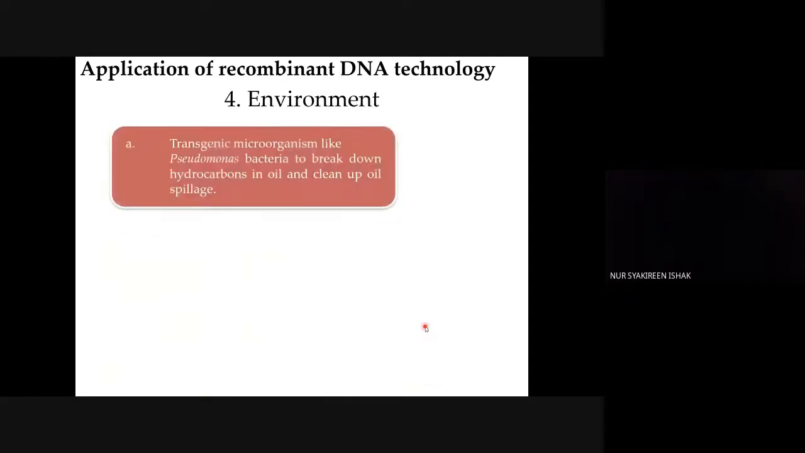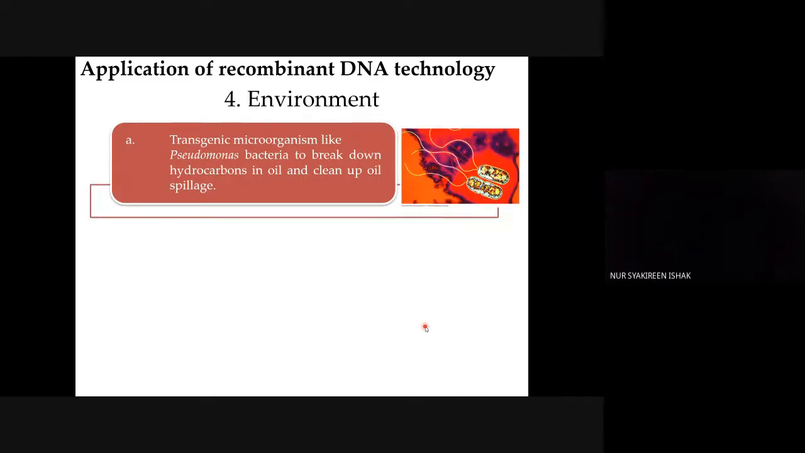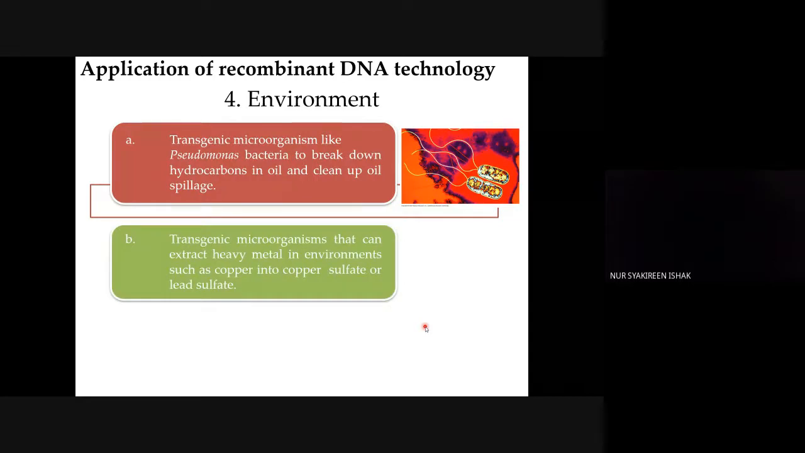Okay, next is for environment. So transgenic microorganisms like Pseudomonas bacteria, to break down hydrocarbons in oil and clean up oil spillage. So you produce bacteria that could eat away oil spillage in the ocean. Okay. So this is the Pseudomonas that could eat the oil spillage in the ocean. It breaks down, okay, it breaks down the hydrocarbons in the oil.